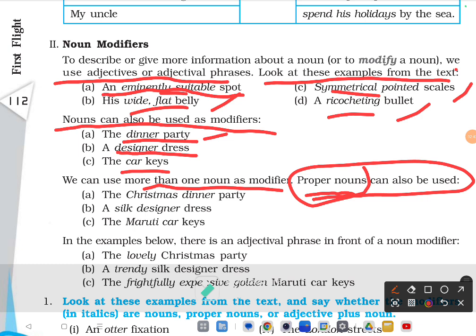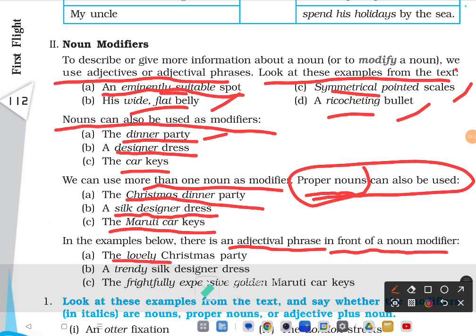Let's see what is given here. The Christmas dinner party. Christmas is a proper noun, dinner is a common noun. Christmas dinner party, silk designer dress, the Maruti car keys. Maruti is a proper noun. And in the examples below, there is an adjectival phrase in front of a noun modifier. Okay, there is a noun modifier and an adjectival phrase is given here.